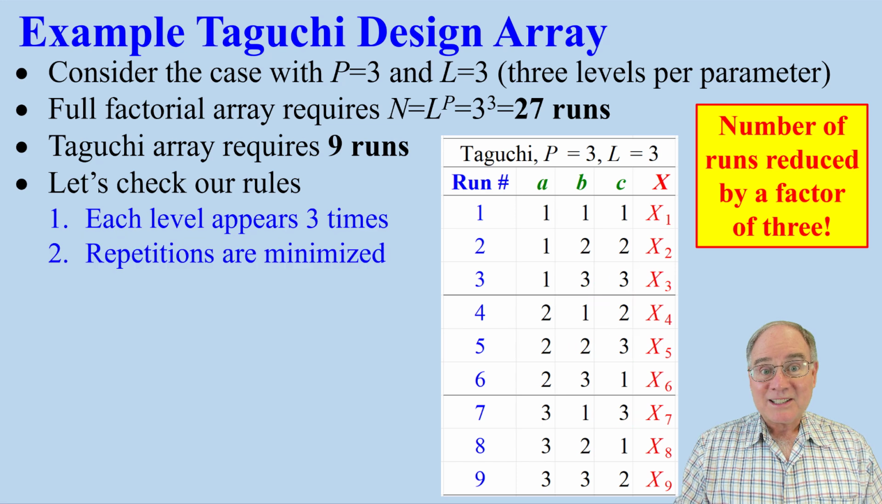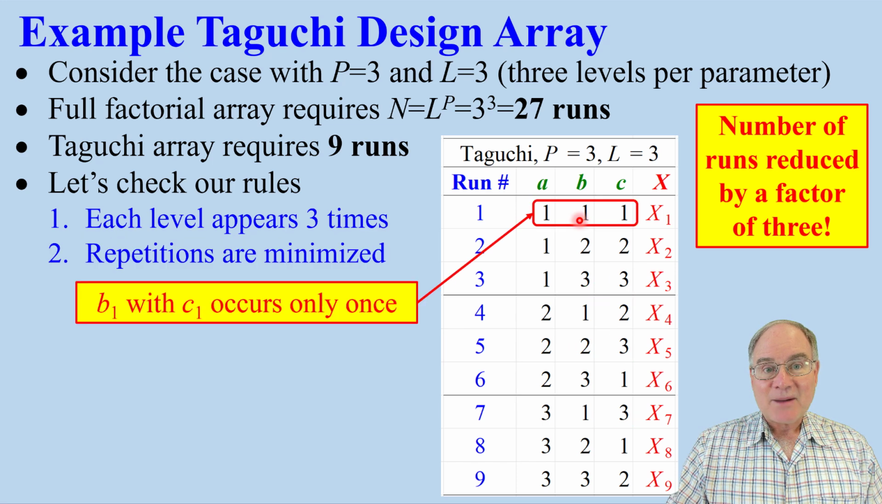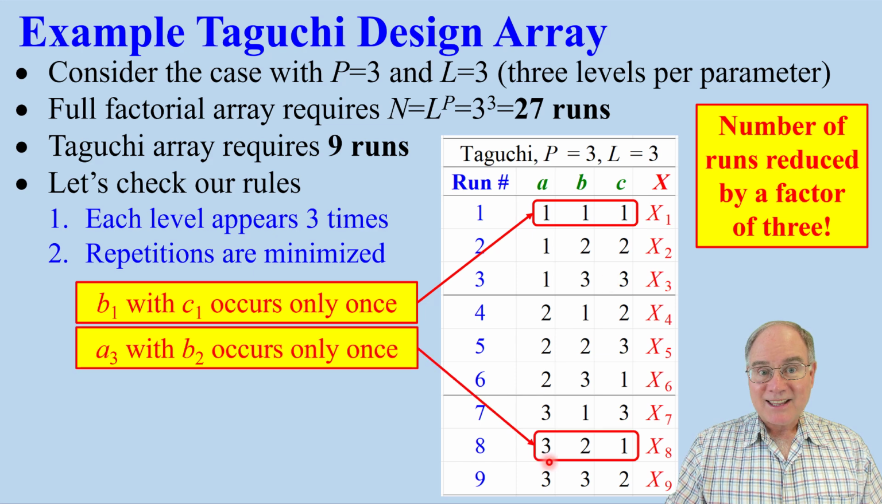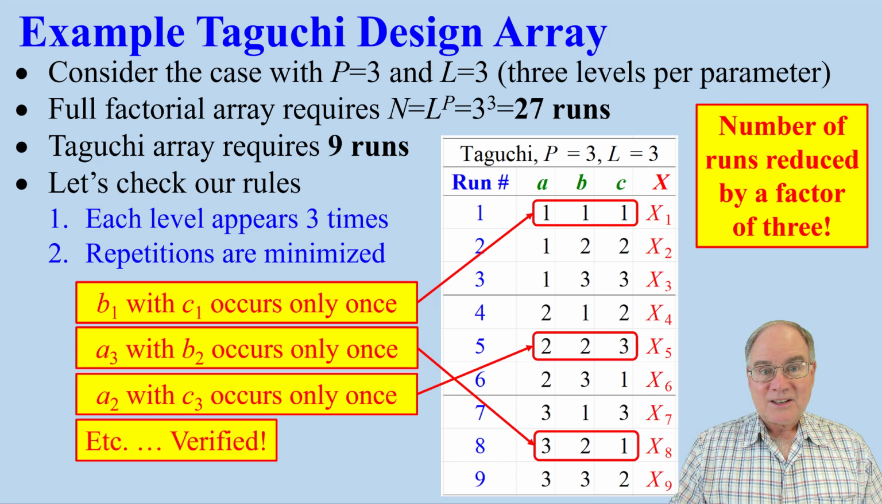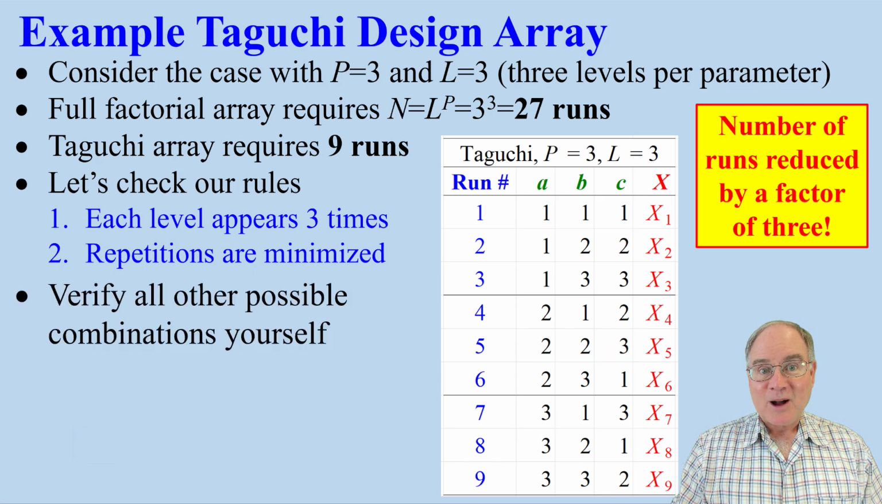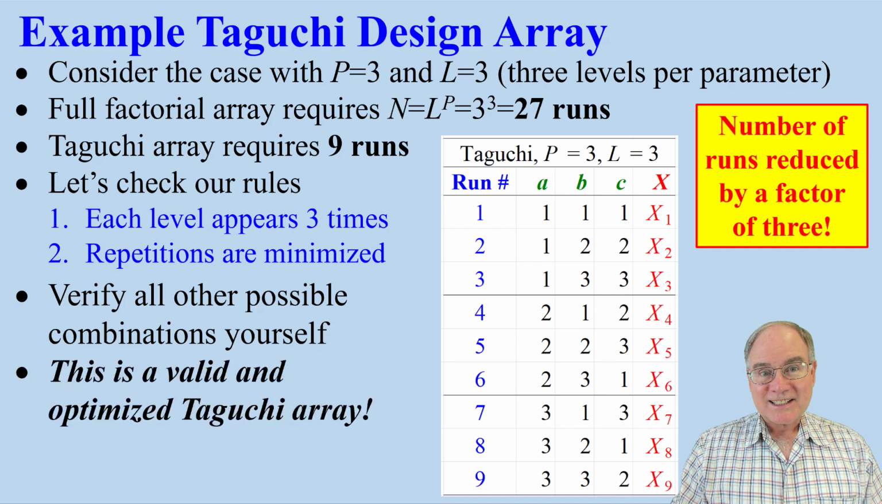Number 2, repetitions are minimized. For example, B1 and C1 appear only once. You won't find this combination in any of the other rows. Similarly, A3 and B2 appear only once, and A2 with C3 appears only once. You can verify all other possible combinations yourself. This is indeed a valid Taguchi array.